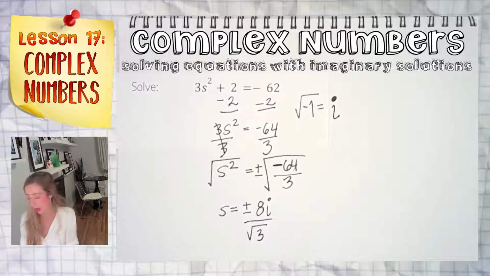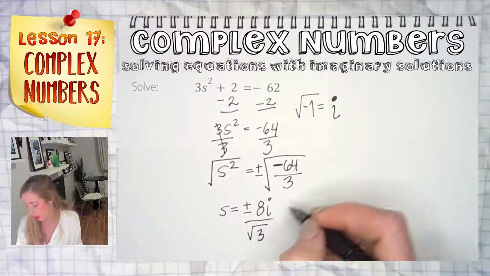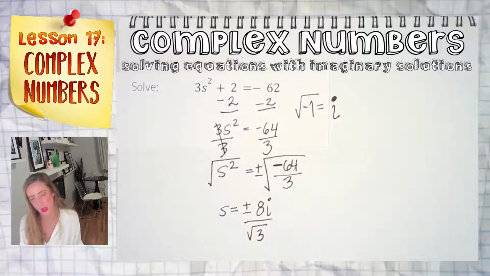And all we need to do now to make our answer perfection is to rationalize our denominator. I hope you remember how to do that. And I think you should press pause right now. Try it by yourself. Go ahead. I'll wait.